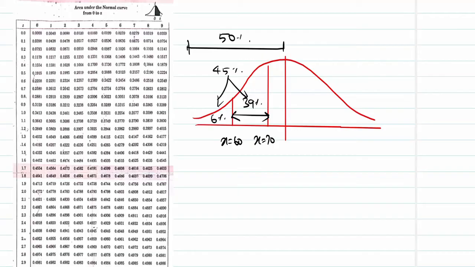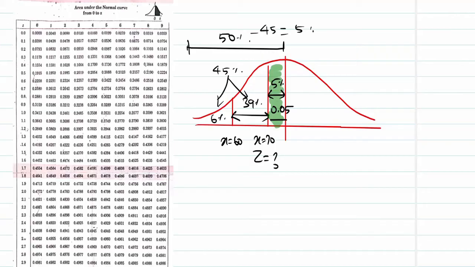This left out portion for me will be equal to 50 minus 45. What will be 50 minus 45? 50 minus 45 will be equal to 5%. So now this represents 5% of the data. What is 5% in terms of decimal? 0.05. So I need what is Z in this position. From the center I have measured 5%. So what is Z in this position for me?